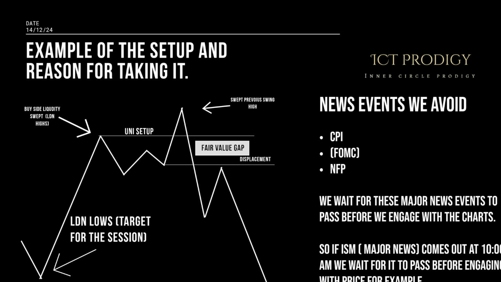Say ISM is a major news event, red folder, that comes out at 10 a.m. New York local time. We won't trade at 9:55. We will wait until 10 o'clock. We'll wait until 1 minute past 10. We have to wait until there's been a significant move because of that news candle. We don't want to be trading FOMC because it's in the evening.